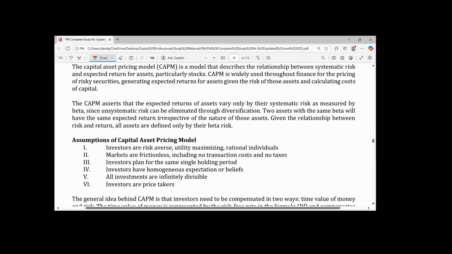All right. The capital asset pricing model is used mainly for calculating cost of capital, determining expected return on assets, and at the same time it can also be used to price risky assets. All right, you can use capital asset pricing model to price risky assets, determine expected return on assets, and also estimate the cost of capital.